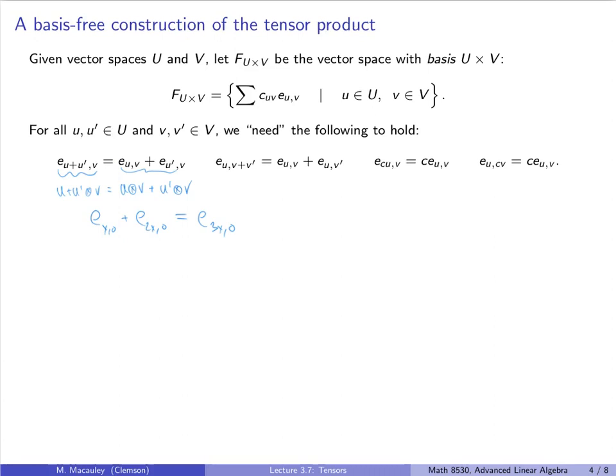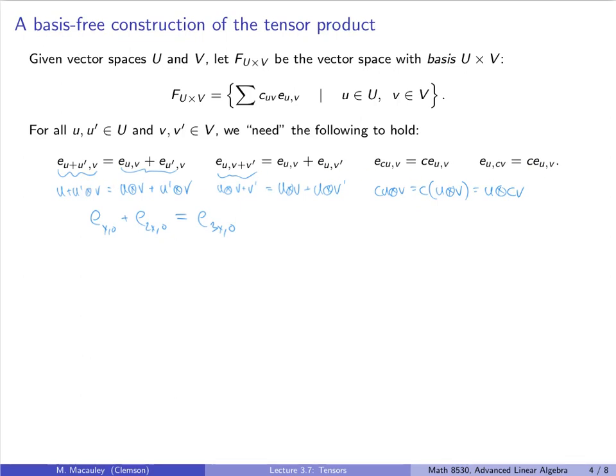So we want to force an element like this in the quotient to be equal to the sum of these two elements. In other words, we want bilinearity, or I guess we want linearity in the first coordinate and linearity in the second coordinate. Again, you can think of this as u tensor v plus v prime equaling u tensor v plus u tensor v prime. And this one here as cu tensor v, we want that to be c times u tensor v. And we also want that to be equal to u tensor cv. So we want these things to hold.